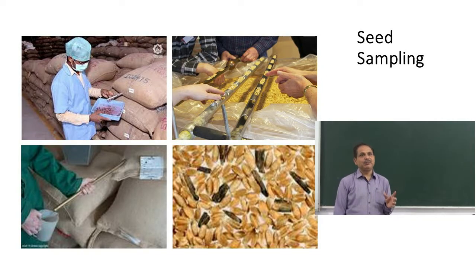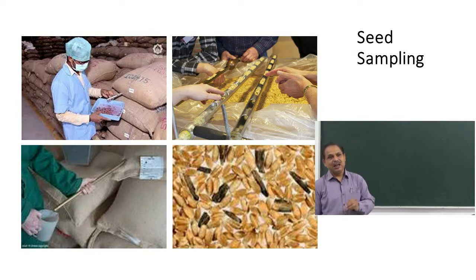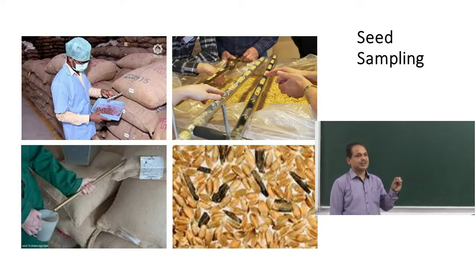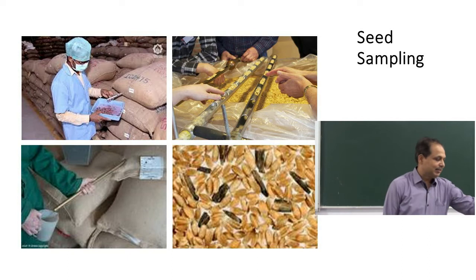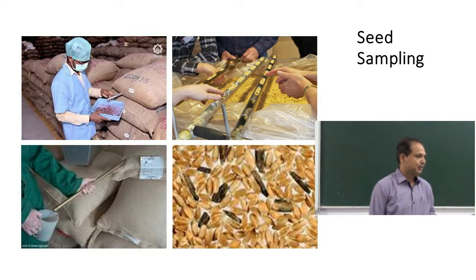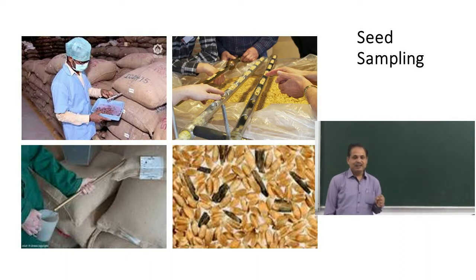Because we know very well that seed testing is a very important thing to maintain the quality of seeds. And before going to seed testing, the samples must be taken out. So seed sampling is very much important, and we can define seed sampling this way.